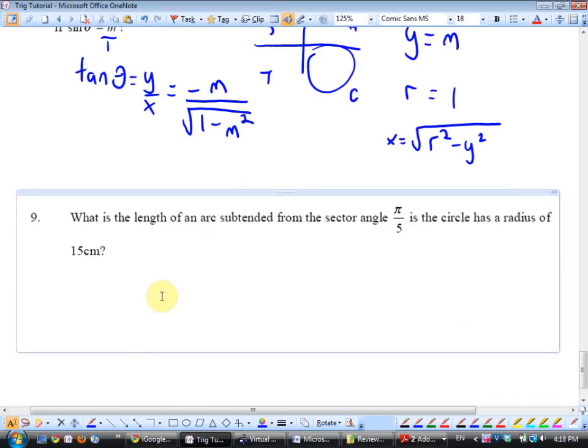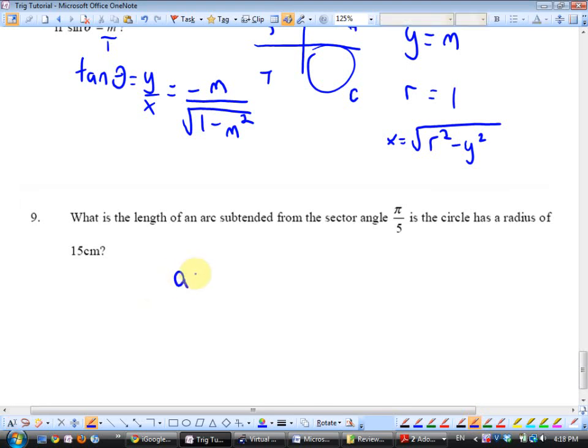Number 9, what is the length of an arc right away? I would say, oh, this is arc length, and I have a handy way to remember the arc length formula. It's A equals R theta. It's the word arc, sort of. And they want me to find the length of the arc, so they want me to find A. Circle has a radius of 15, and the angle is pi over 5. Hey, divide by 5, divide by 5. The answer is 3 pi. That should be what it says in the back, or does it have decimals?